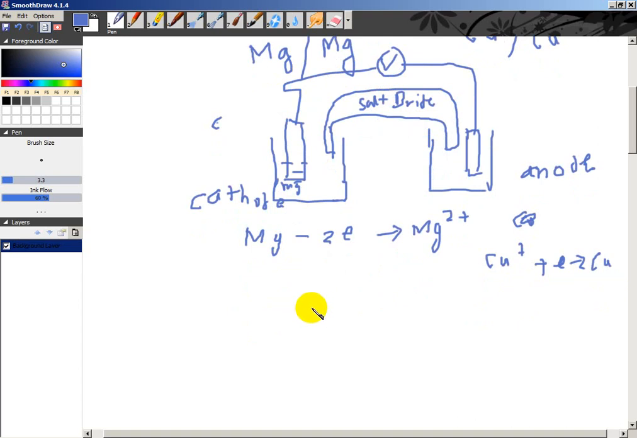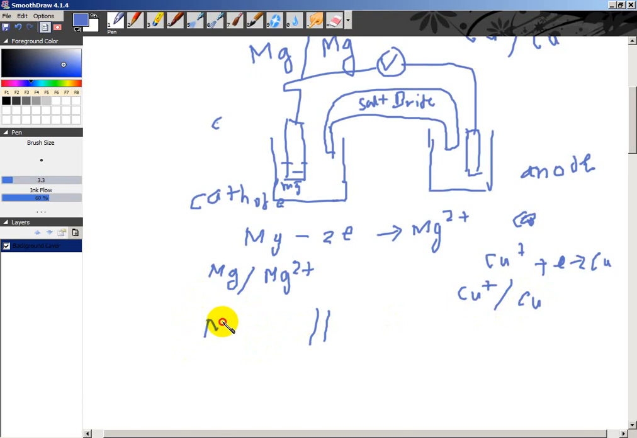In the cell diagram, on the left hand side we write the oxidation half cell, and on the right hand side we write the reduction half cell. In the oxidation half cell, at first we write the electrode, then the ions. In the reduction half cell, at first we write the ions, then we write the electrode.